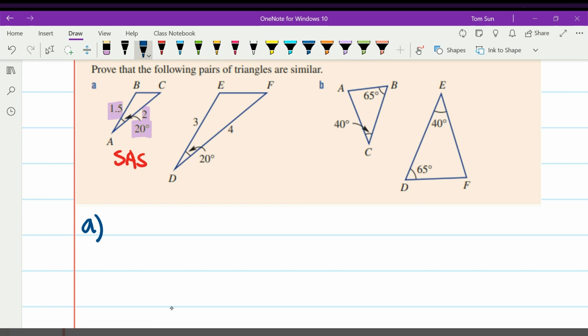We could look at the corresponding sides. So let's do that. Let's look at this side. We can highlight this side, 1.5, and this one, 3.